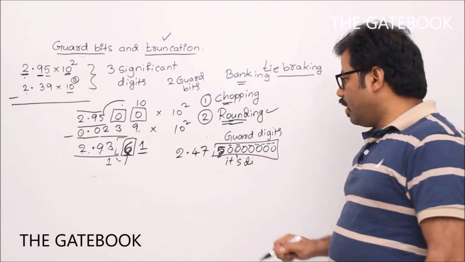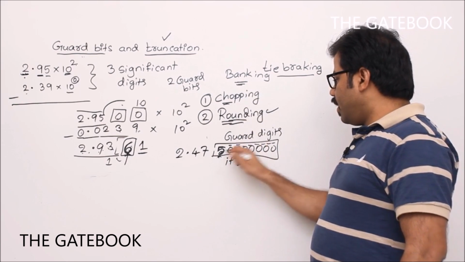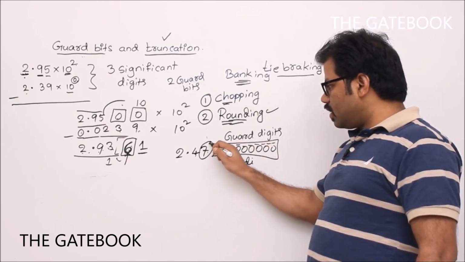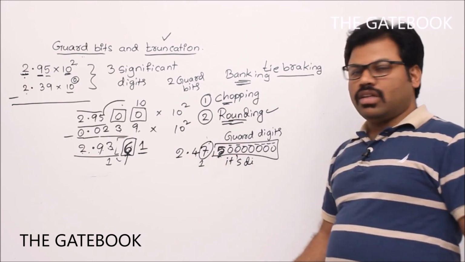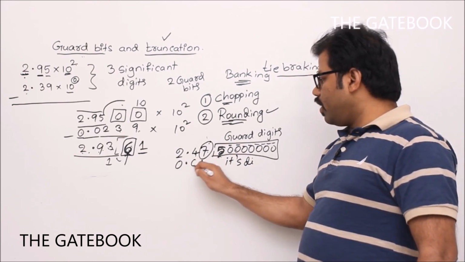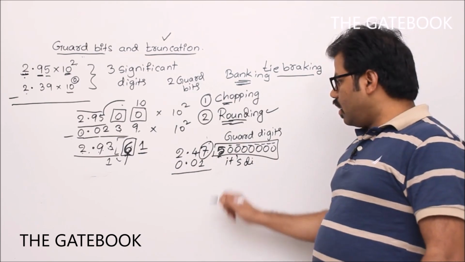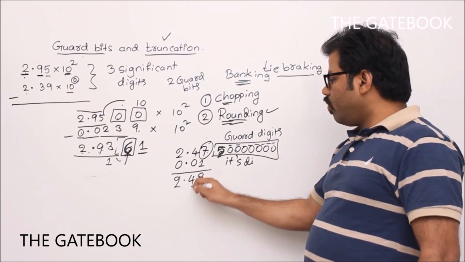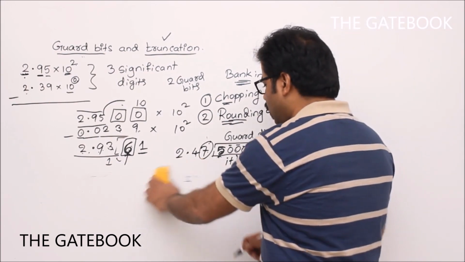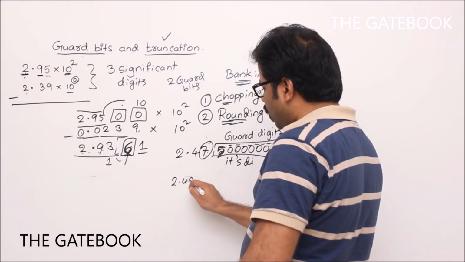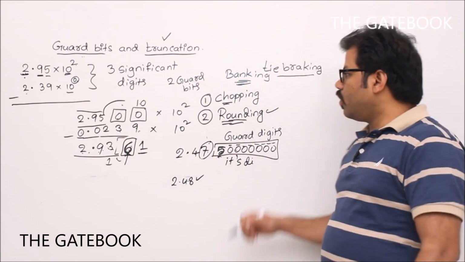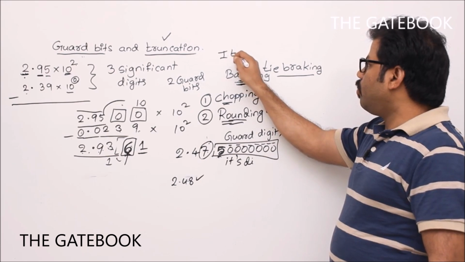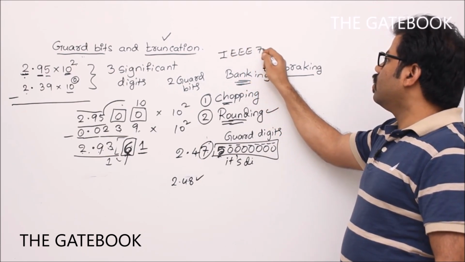2.475000. If we use the banker's technique, first of all it will be checked, it is 7, right? Then we add +1. That means effectively we are adding 0.01. Let us add that. Then it would become 7 + 1, 8. So it would become 2.48. So finally the answer is 2.48. Understand? So this is about rounding techniques, and especially I am talking about the IEEE 754 rounding standard.